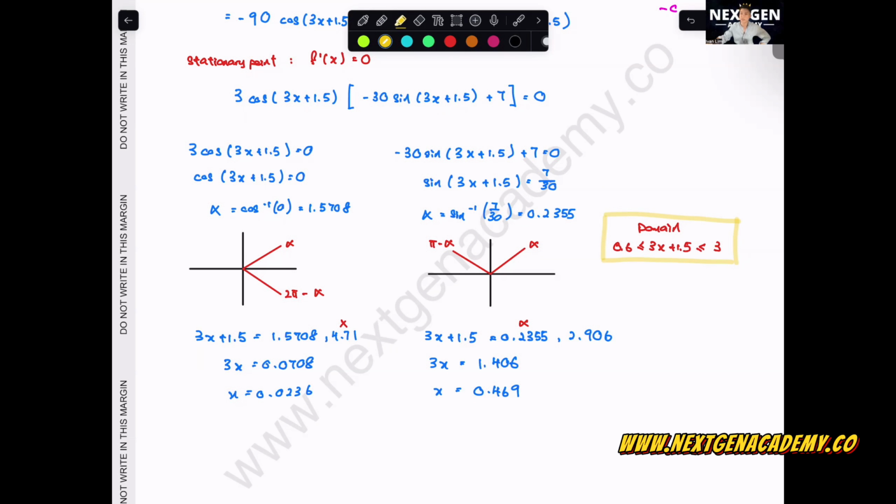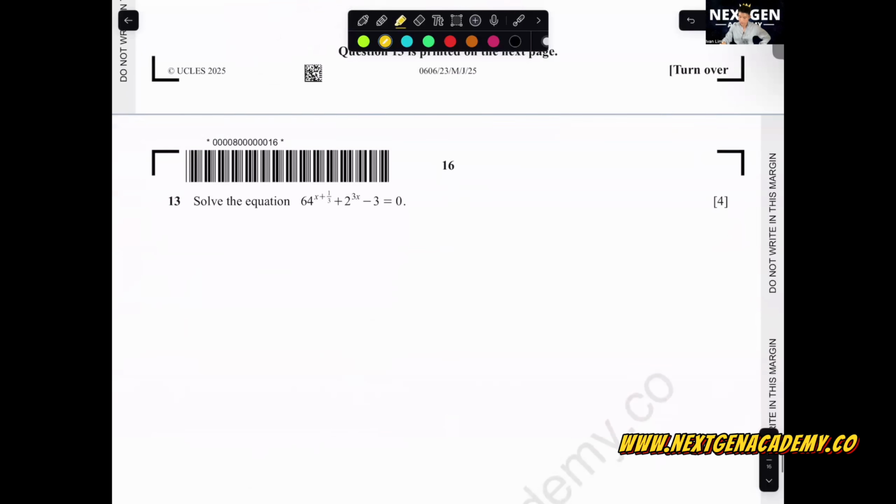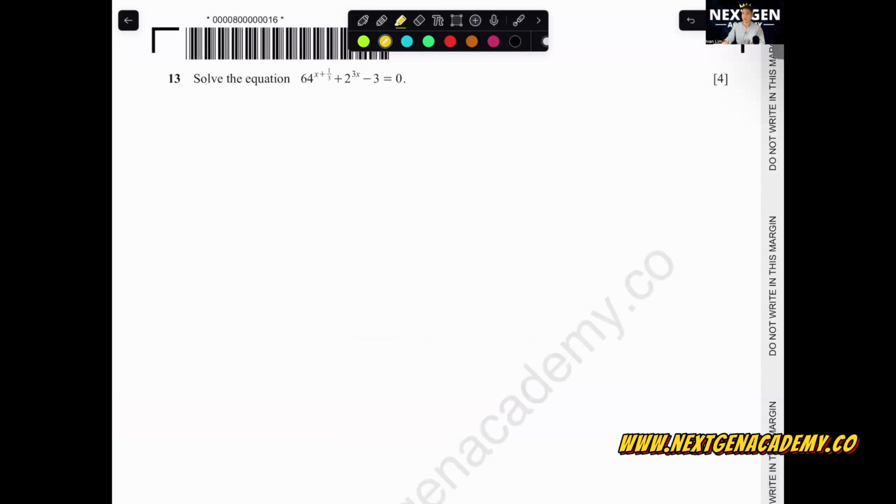Okay, let's go to the last final one. Okay, one last final one. Solve the equation. Okay, 64^(x+1/3) + 2^(3x-3) = 0. Okay, let's split up the power first. Okay, from here, 64 to the power of x times 64 to the power of 1/3 plus 2 to the power of 3x minus 3 equals to 0. Okay, 64 to the power of 1/3 will be 4. Then 2 to the power of 3x minus 3 equals to 0.